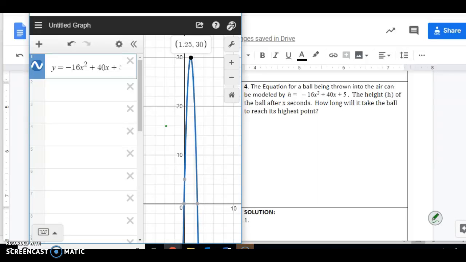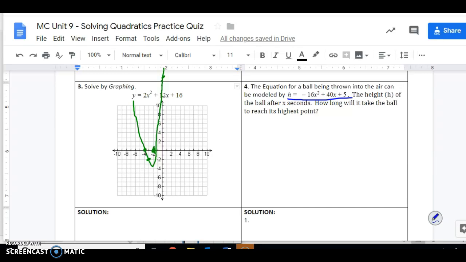Okay, this one is solving a quadratic given a word problem. So anytime that is the case, always look for the equation given. In this case, it happens to be negative 16x squared plus 40x plus 5. And I would just put that into my Desmos calculator.